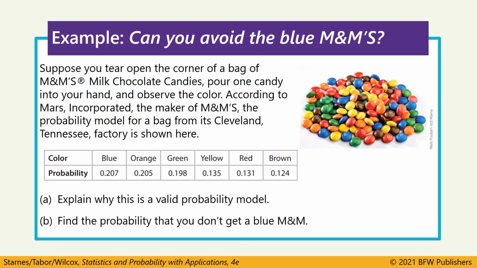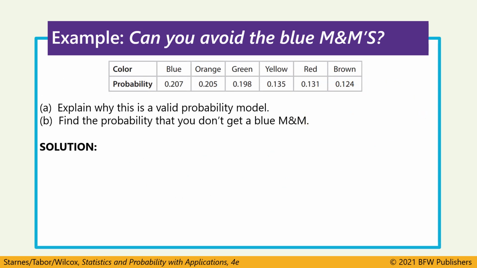We're going to see a lot of M&M problems in this probability chapter. Here we have the color distribution of M&Ms produced in the Cleveland M&M factory. We're first asked to explain why this probability model is valid. It's a valid probability model as long as it abides by those two rules.